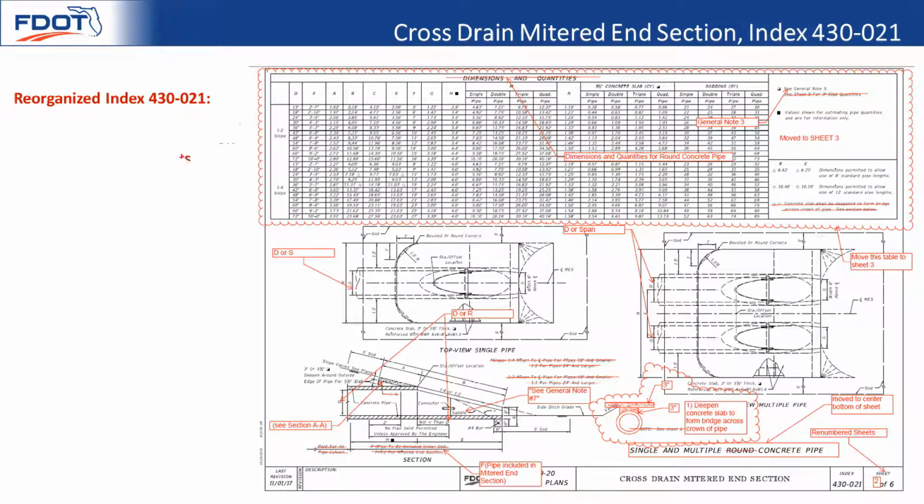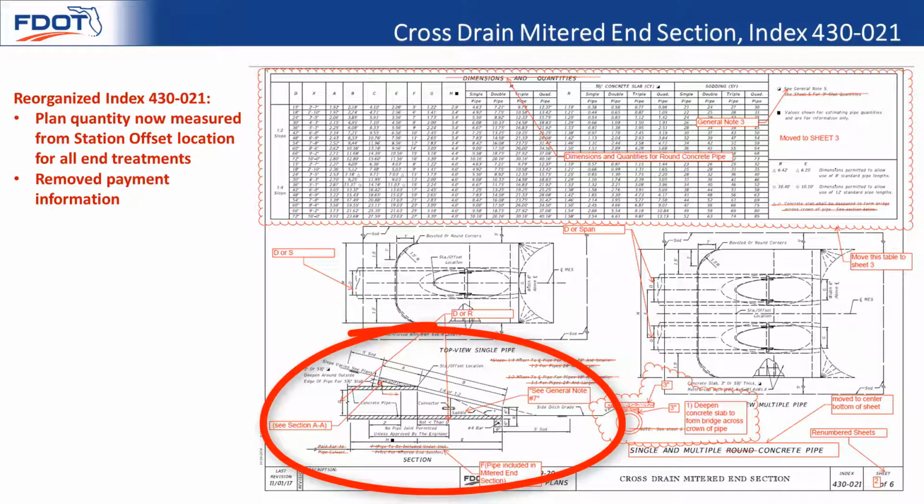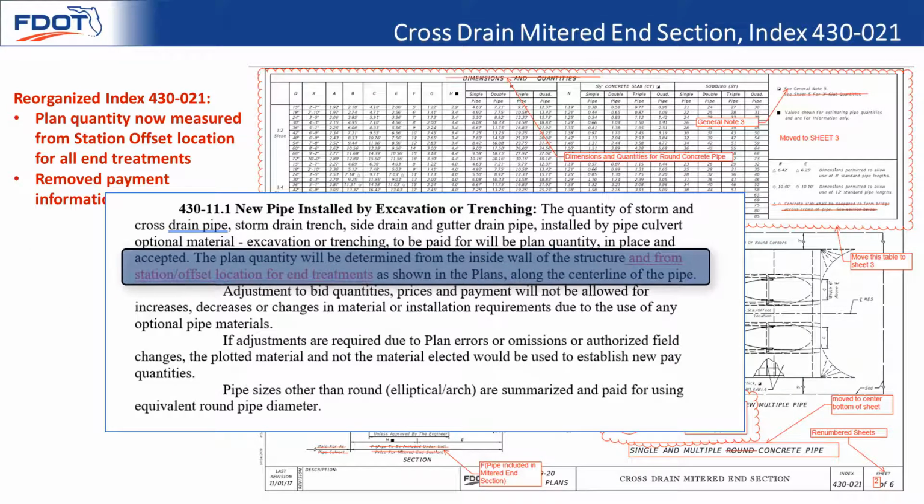For consistency, the planned quantity we measure from the station and offset point for all in treatments now. This is with cross drain or with mitered in sections in general. Previously, it was a little harder to do the planned quantity. Now, when you insert the detail, the pipe length will be to the station offset of the mitered in section. We went through and made this change in the standard specification 430. So planned quantity will be determined from the inside wall of the structure and from station offset location for in treatments, as shown in plans.